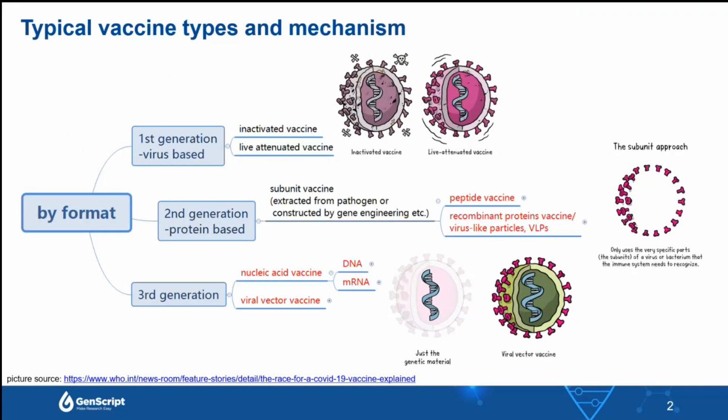So the first part is typical vaccine types and mechanism. By format, the vaccine types can be classified as three generations. The first generation is virus-based. The second generation is protein-based. And the third generation is nucleic acid vaccine and viral vector vaccine. For the first generation, the virus-based vaccine includes inactive vaccine and live attenuated vaccine.